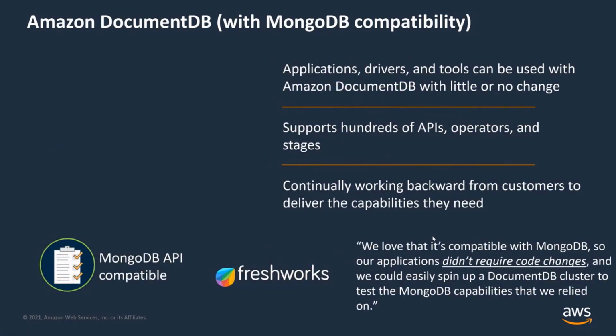We're MongoDB compatible, so we're compatible with the MongoDB version 3.6 and 4.0. You use the same SDKs, tools, and applications. We support hundreds of APIs, operators, and aggregation stages, and we work backwards from our customer. We start with you, we get feedback on the product, which is then fed back into our engineering teams to implement feature requests. Our customer Freshworks love the fact that we are compatible with MongoDB. Their application required 0 code changes.